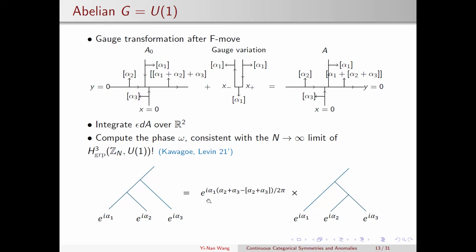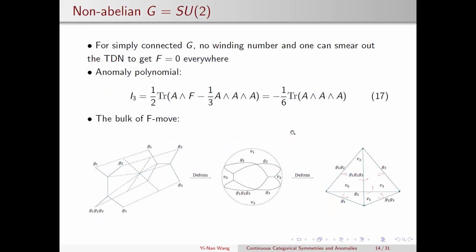And another comment is that you see that this function is not a continuous function because it is like a step function. It's drastically different if alpha 2 plus alpha 3 exceeds 2 pi or not. And that's consistent with the claim before that we have to use the discrete topology in defining the group homology for U1. It's all consistent. Okay. So that was for the U1.